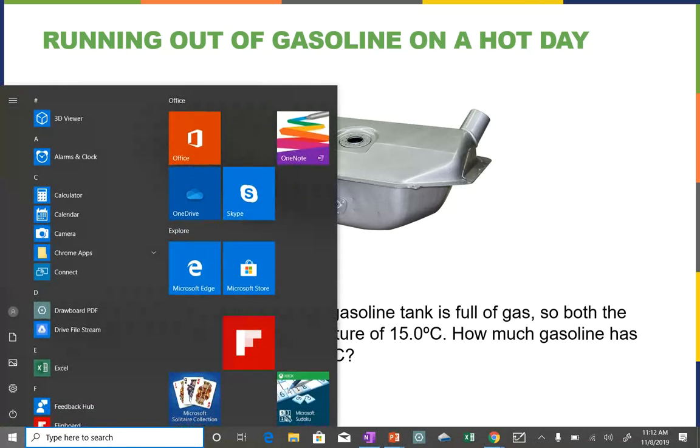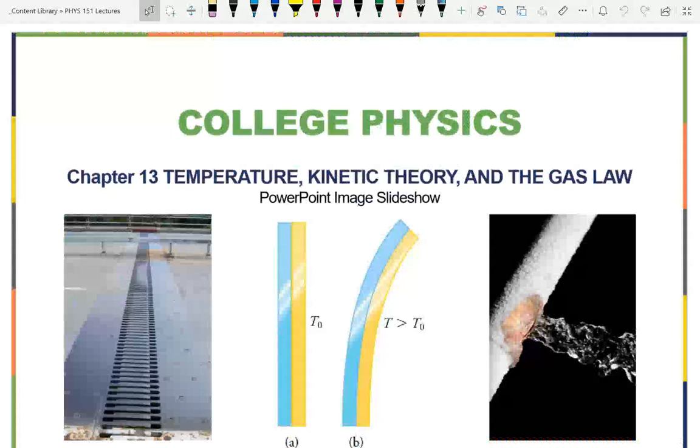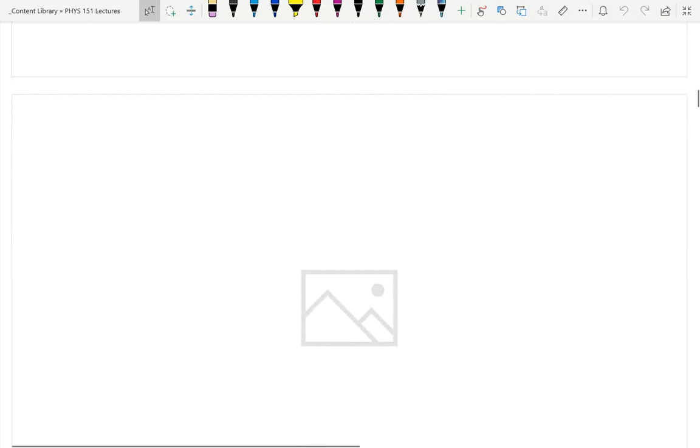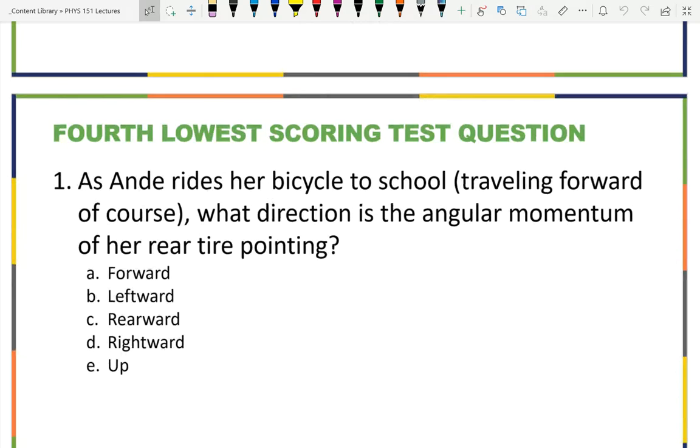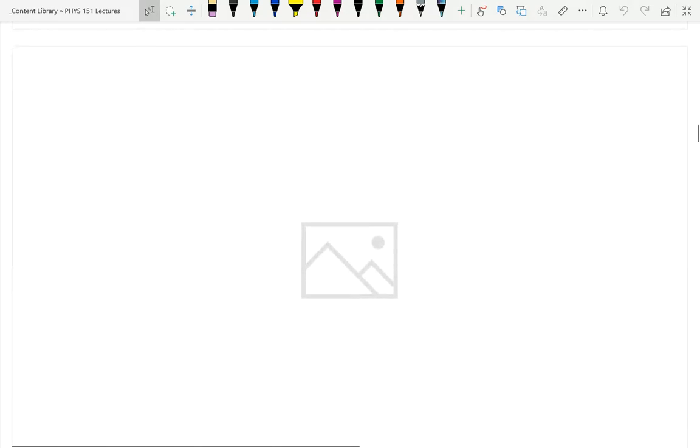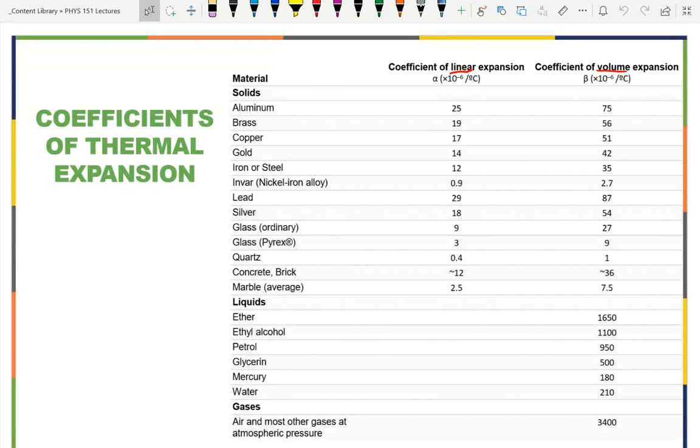Now I'm going to change application so I can write better. One minute.